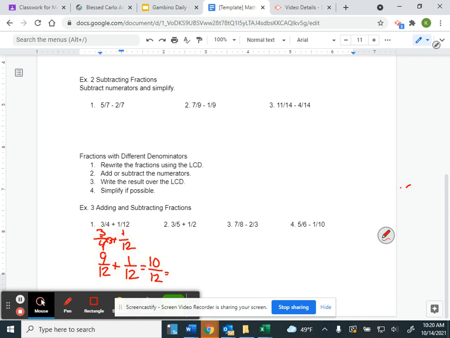Now, what can I divide out of 10 and 12? Well, I can divide a 2 out. 10 divided by 2 is 5. 12 divided by 2 is 6. That is simplified.